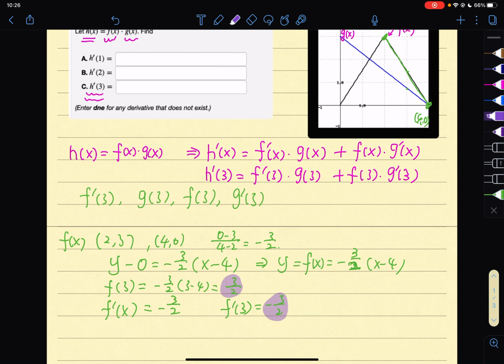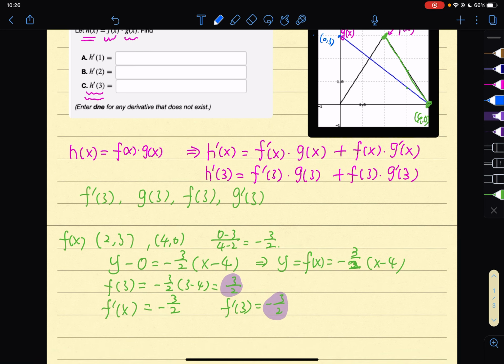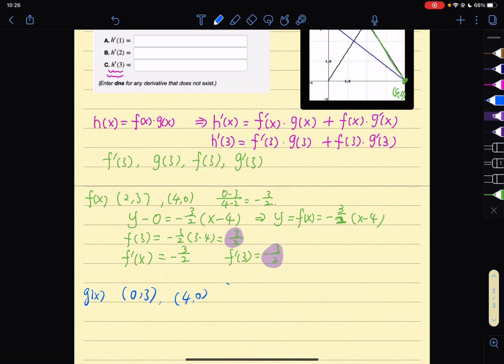The next thing you want to find out is what is going on with the g function. The g function goes through the point (0, 3), and it goes through the point (4, 0). So the slope of it is (3 minus 0) over (0 minus 4), which is negative 3 over 4. By the way, that is supposed to be the derivative everywhere, including the point of 3, because it's a straight line. The slope does not change at all.